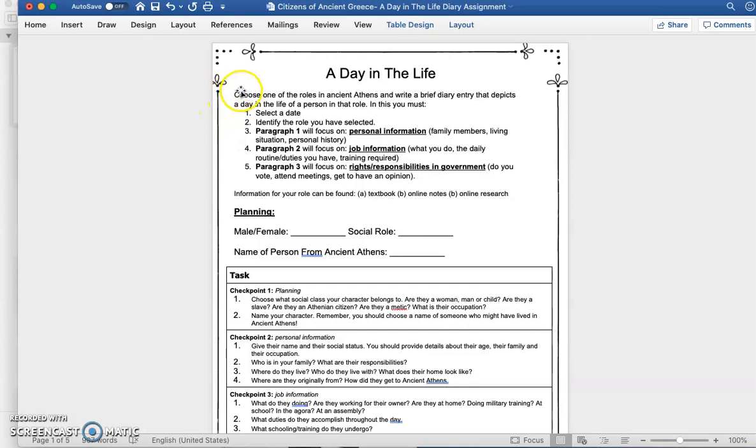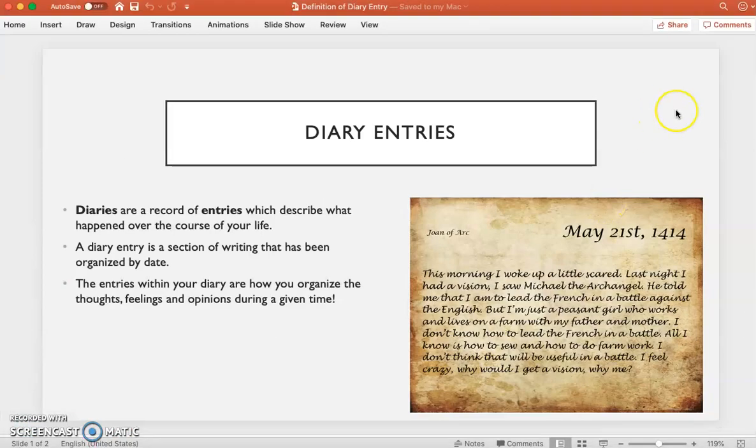Okay, so you're going to choose one of the roles in ancient Athens and write a brief diary entry that depicts a day in the life of the person in that role. All right, when we're talking about diary entries, maybe we don't know what a diary entry is. The best example is if you've read the book Diary of a Wimpy Kid. It's kind of like that in tone. So remember, tone is how it reads off. It's not like a textbook. You're not writing it factually like that, but it's more informal.